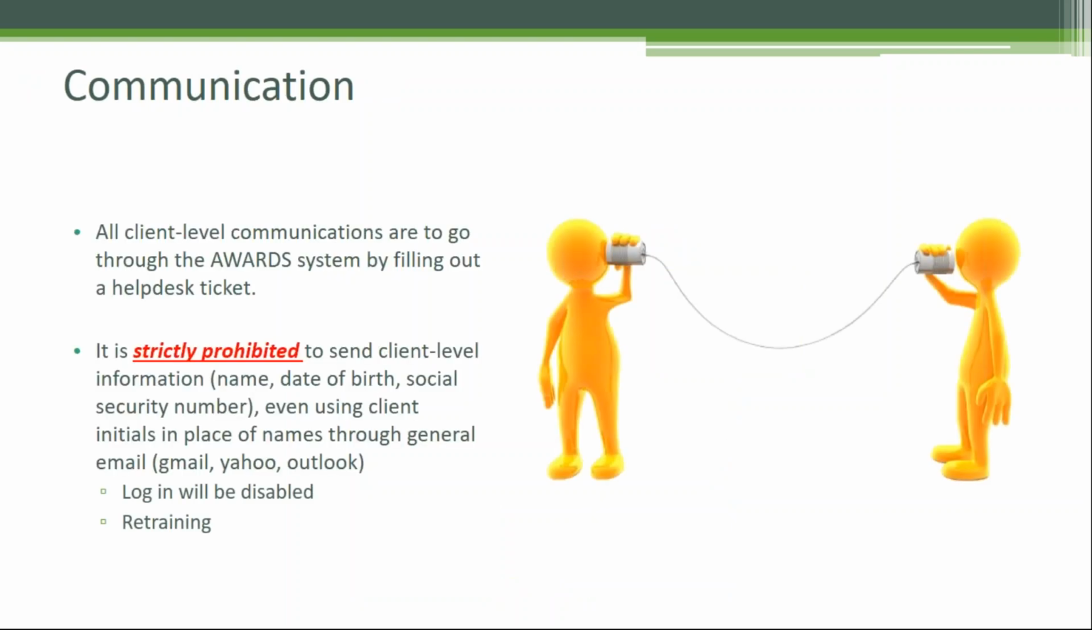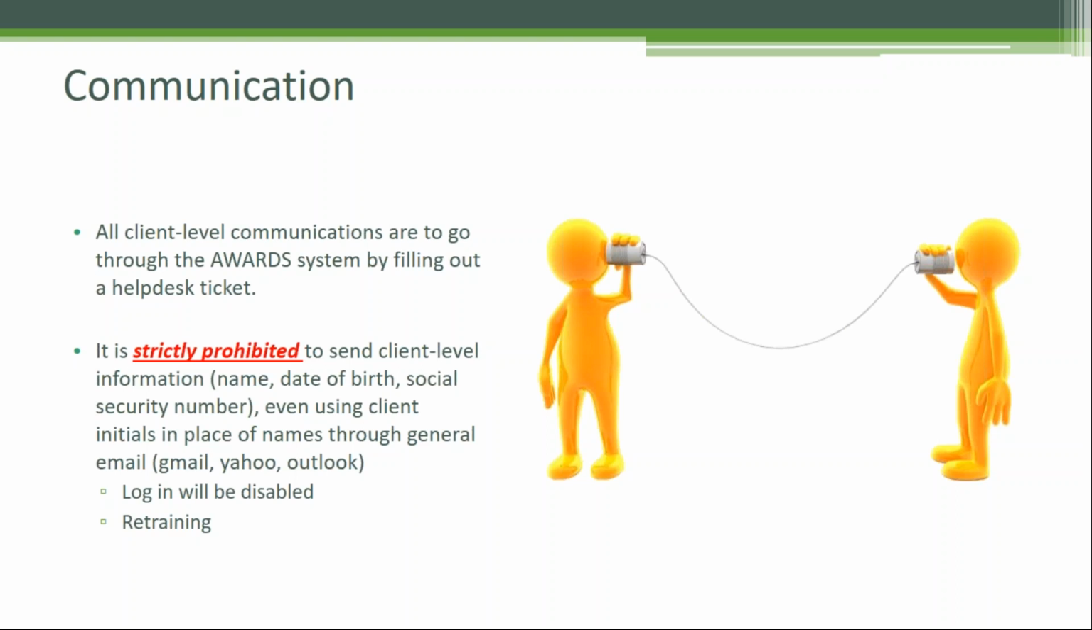The communication protocol. All client-level communications are to go through the awards system by filling out a help desk ticket. In the next training, awards navigation, we're going to go over how to fill out and send a help desk ticket. It is strictly prohibited to send client-level information, so things like the name, date of birth, social security number, even using client initials in place of their name through general email.